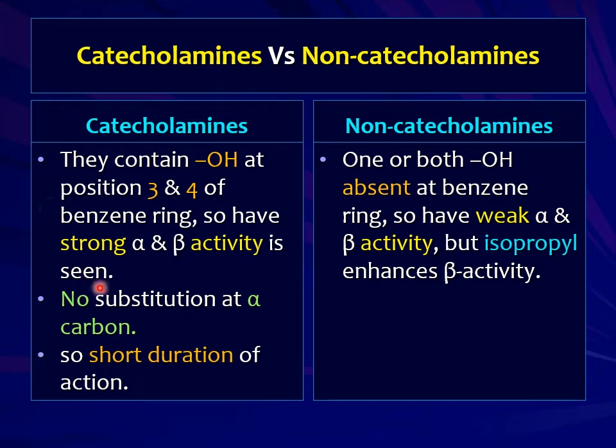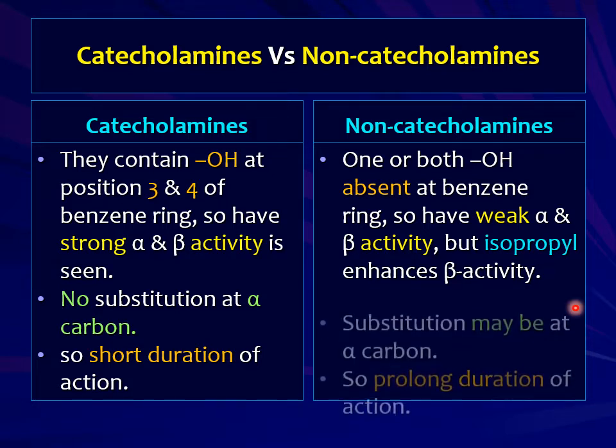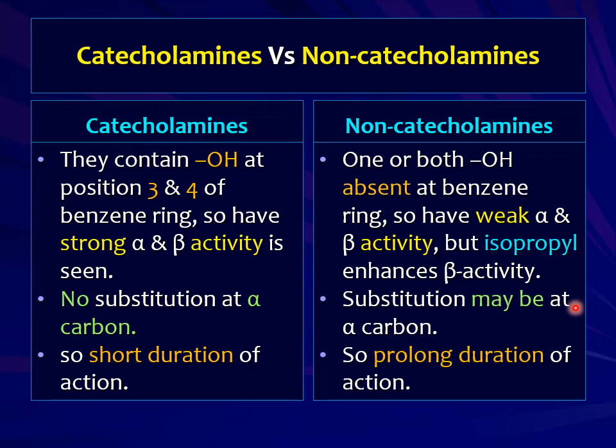In the case of catecholamines, there is no substitution at the level of the alpha carbon, so their duration of action is always very short. All catecholamines have a short duration of action: epinephrine, norepinephrine, dopamine, isoproterenol, etc. While in the case of non-catecholamines, because there is always some substitution at the level of alpha, they have a comparatively prolonged duration of action.